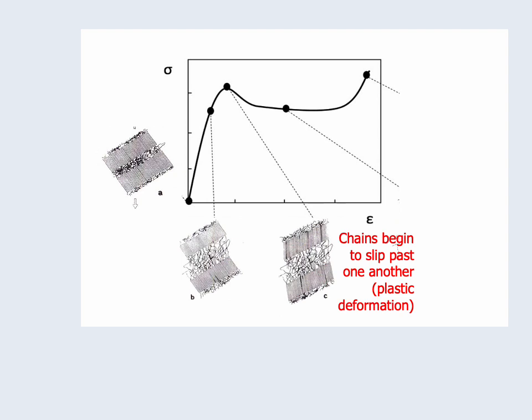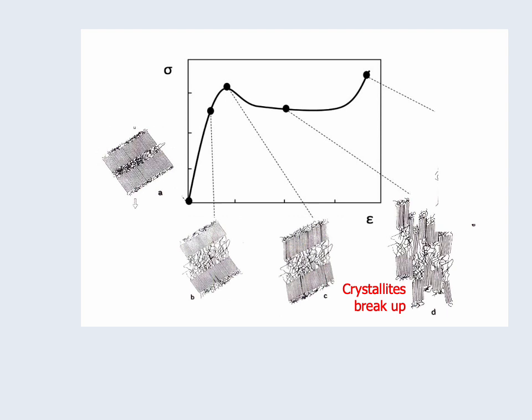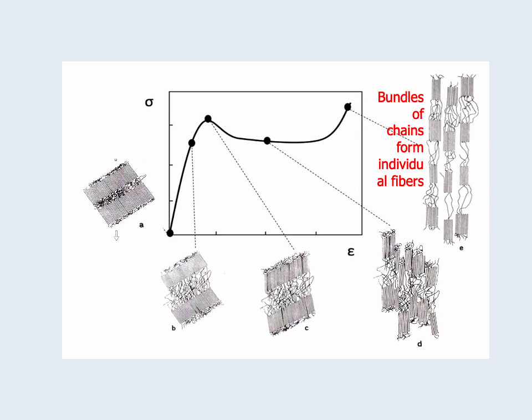Now the crystalline regions start to shift past one another. That's permanent deformation. And as that proceeds, this unit will start to break into individual strands. Now we see that there's a literal shift or break between parts of the crystalline region. And finally, there will literally be separate strands. And if you've observed polymer deformation, you might have seen this last step, where it looks like individual fibers that are being stressed.